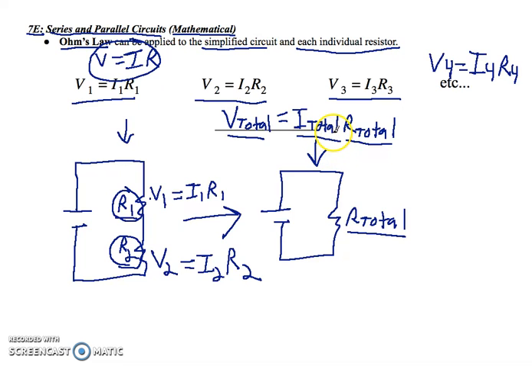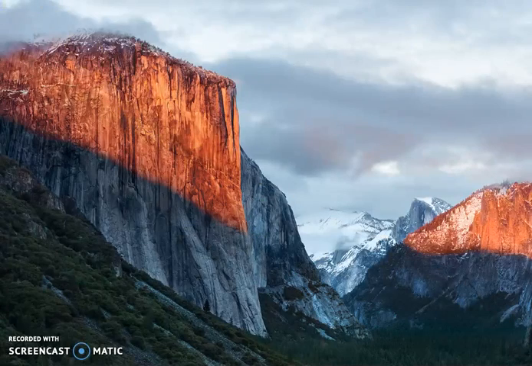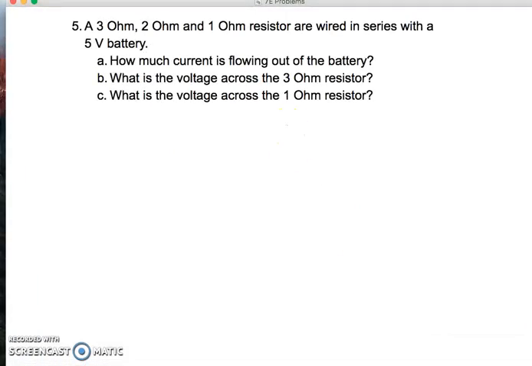So what would be helpful now would be to see an example with this. Here we go. This is an example of a problem where you're applying Ohm's law to both the simplified circuit and the individual resistors in a circuit. Before I start going through this, I know it's not easy, but please take an attempt. Okay, so again, make sure you've attempted it first.